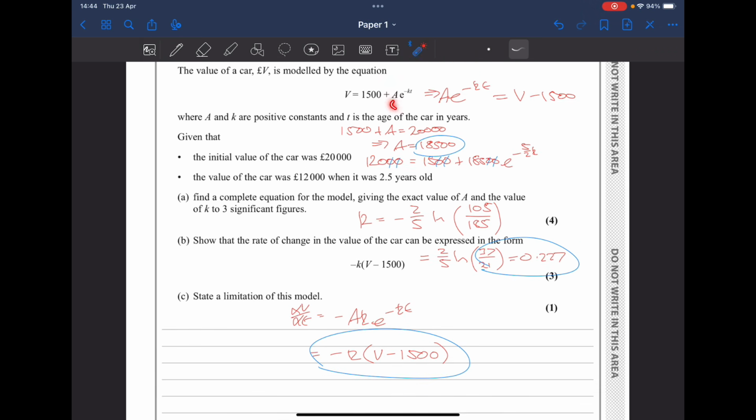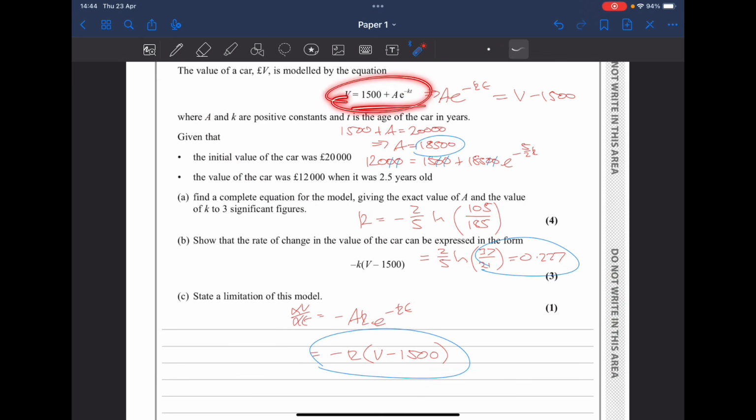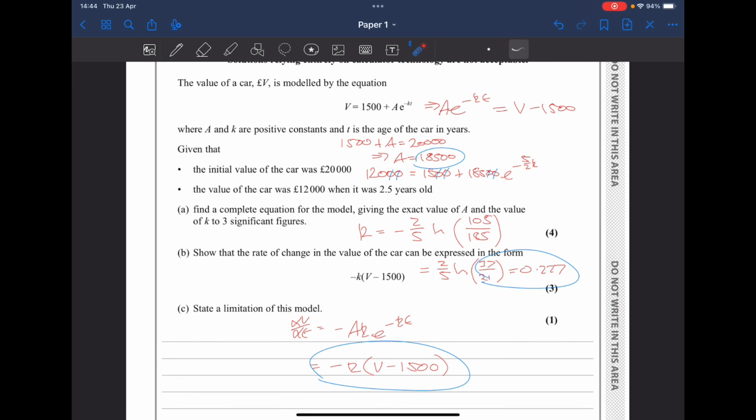Looking at it, e to the minus kt does this. It goes down and then it goes to 0. But if we're adding that to something, it's not going to go to 0. It's just going to go to what you add it to. So it's never going to go below 1500. So this car is just always worth at least £1,500, which is not going to be true.